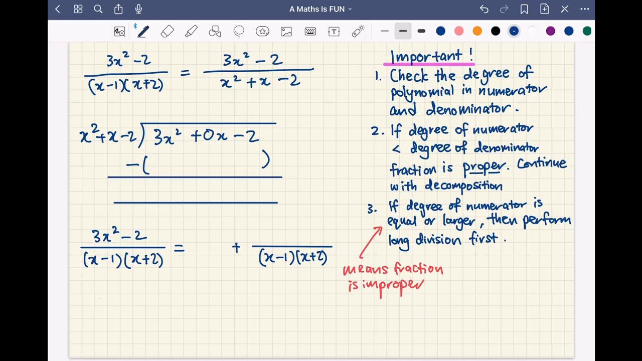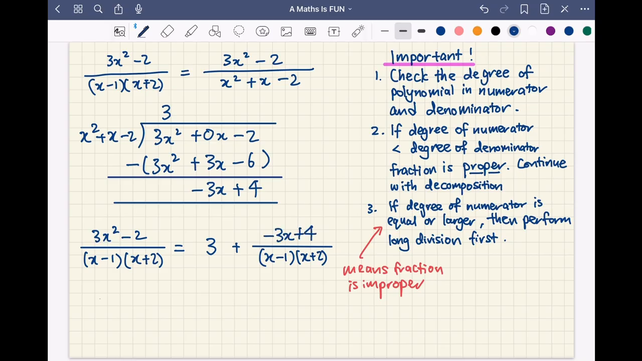In order for us to remove the 3x squared, we need to take 3 multiplied with x squared to get 3x squared inside the bracket. Then 3 times x will be 3x, and 3 times negative 2 will be a negative 6, so I put a negative 6 here. We'll be left with negative 3x plus 4. So all in all, we will have 3 plus negative 3x plus 4.